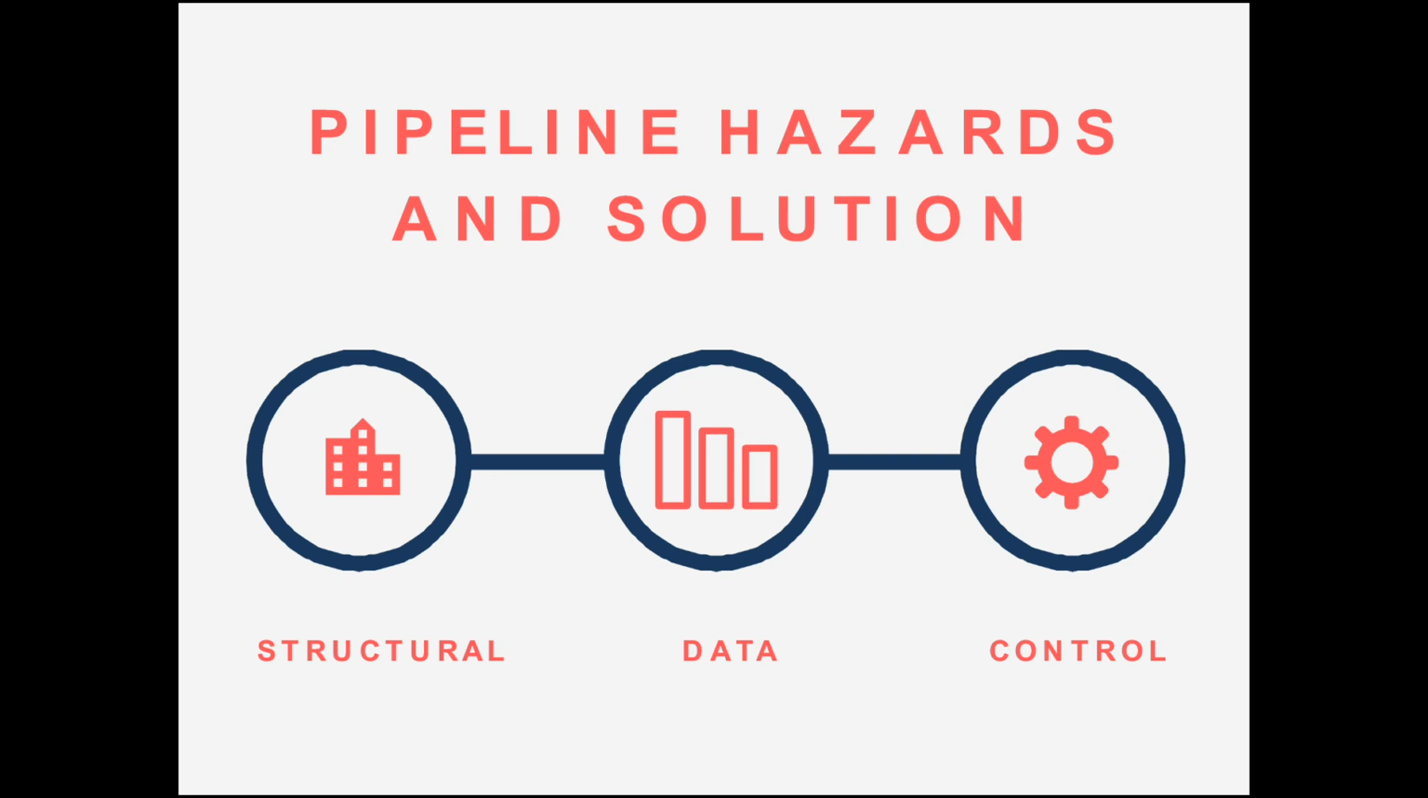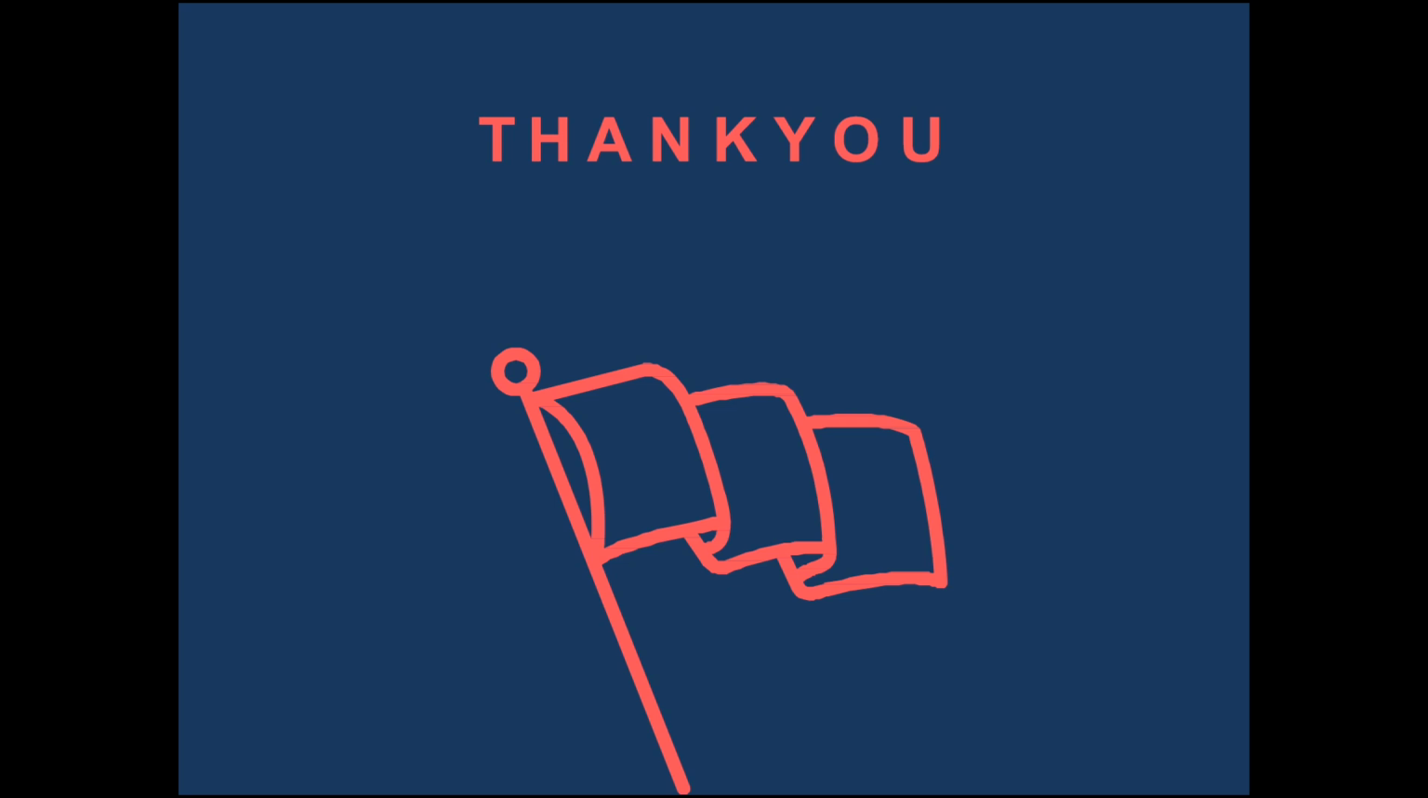So the main thing is how we can resolve these hazards. Hazards are a serious issue in pipelining, and they can be eliminated with careful design of the pipeline. There are two main solutions to these hazards. Solution number one, we can delay the access to a hardware resource, or number two, we can add more hardware resources. So now we know the main concepts related to pipelining in computer architecture.